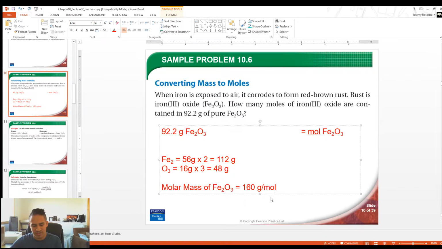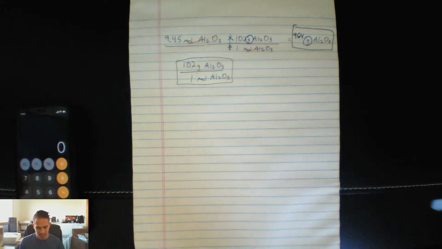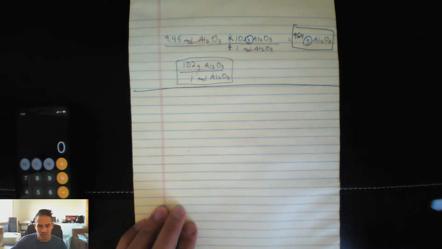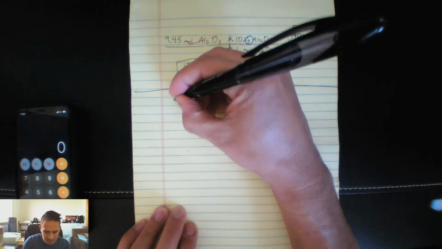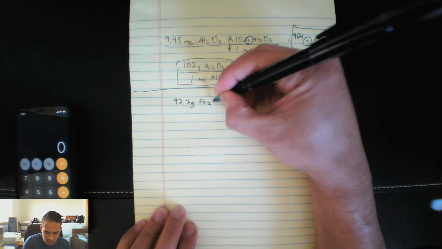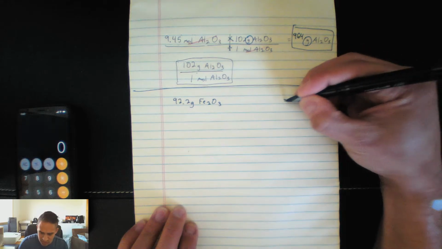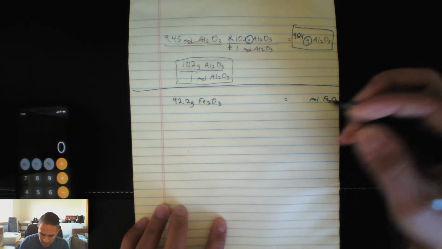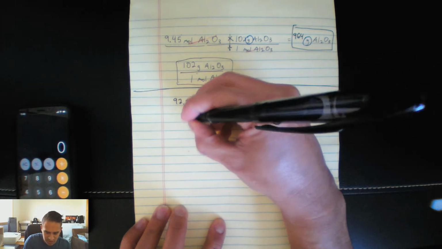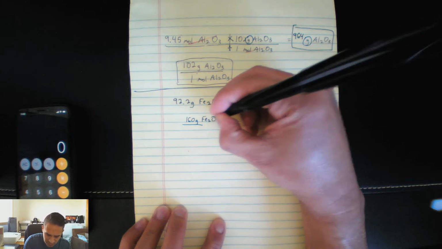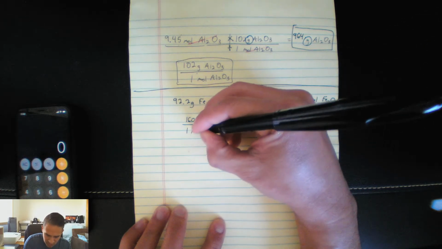So now that we have all this information, again, let's switch over to paper so that we can do the math out. All right, so again, I want to write down what I know, which is we have 92.2 grams of Fe2O3. We are going to convert this into moles of Fe2O3. And we know that the conversion factor is 160 grams of Fe2O3 for every 1 mole of Fe2O3.